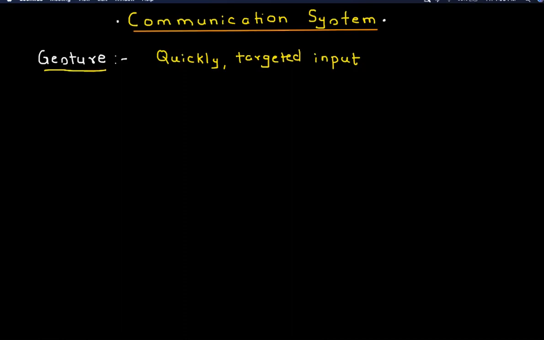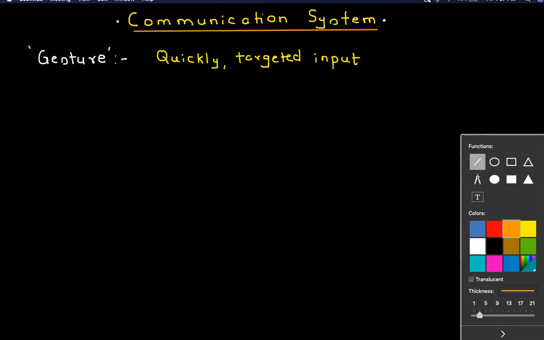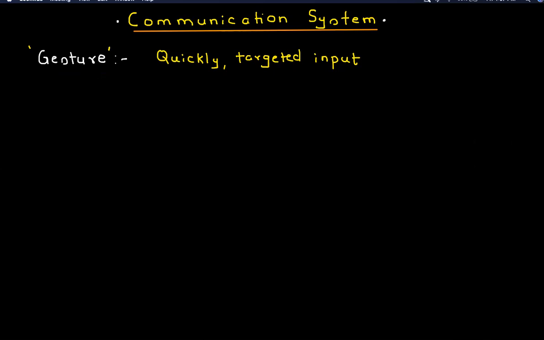Suppose you have to take a screenshot and gesture communication is not enabled on your mobile phone, then you may have to give a command, find out what keys you'll press, and then the screenshot will be taken. So this is the most primitive form of communication, gesture. And we have also understood the importance of gesture communication because it can be very quick and works very well if you have to communicate a very targeted message, a short targeted input.